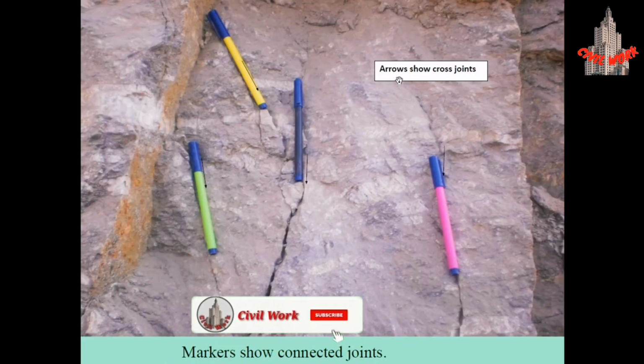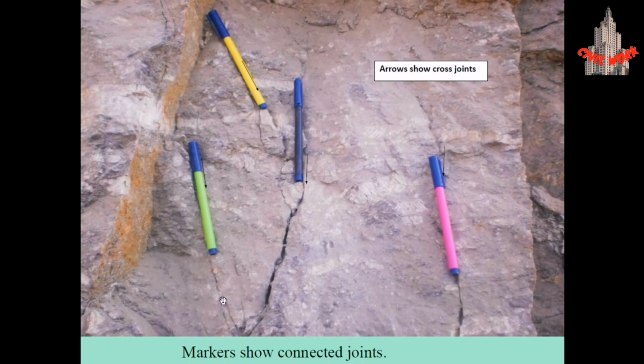Then these arrows show the cross joints, which are vulnerable and play an important role in leading towards the landslide. Then we have the arrows which show the cross joints. Markers show the connected joints, how these joints are connected with themselves. These cross joints are also very crucial towards the landslides.